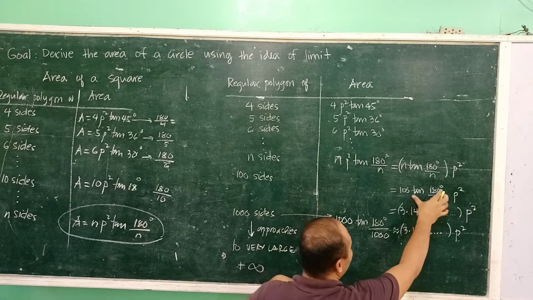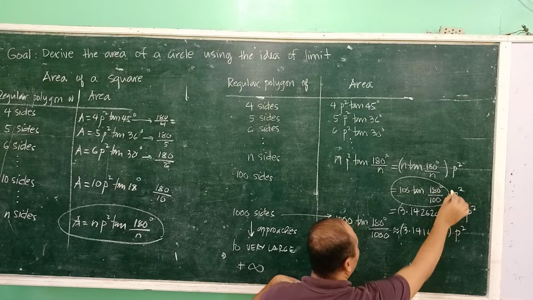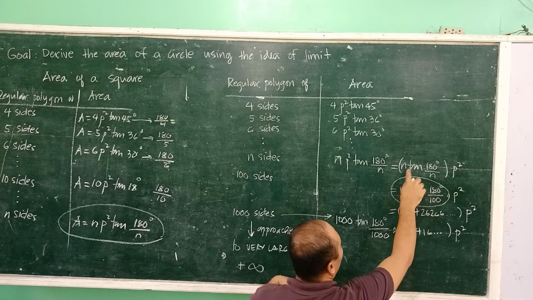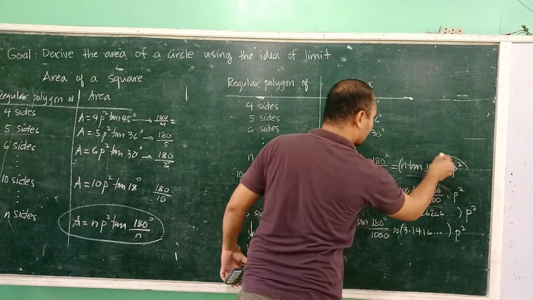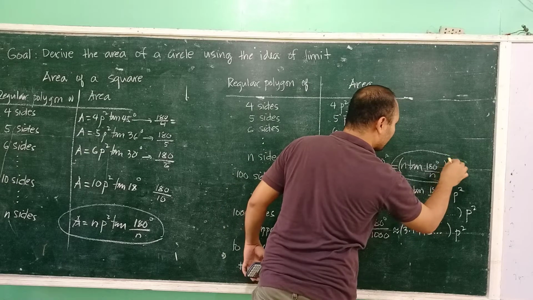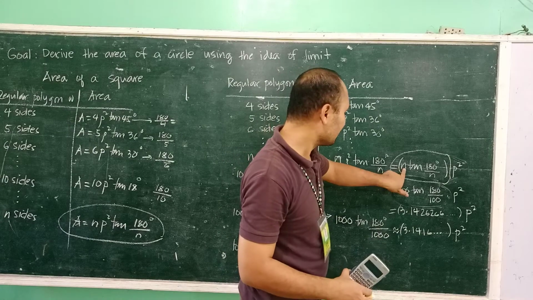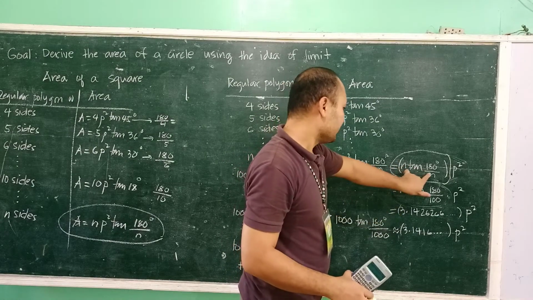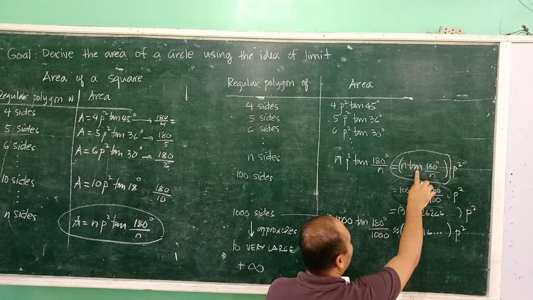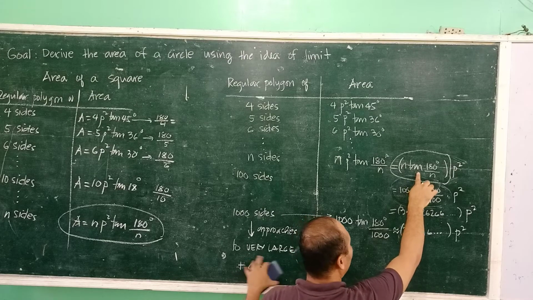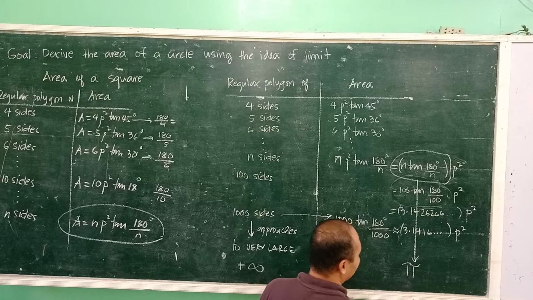The value of this expression, when n is already very big, let's say 1 million, is also approaching a certain number. So this part here, when n is very large, will approach a certain value. And what is that value? That value is called pi.